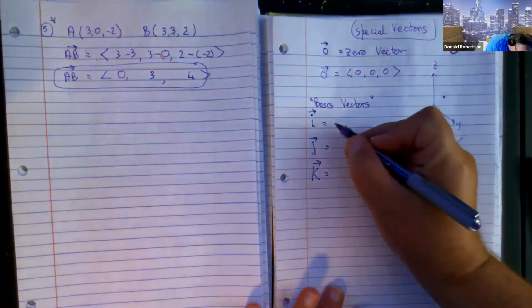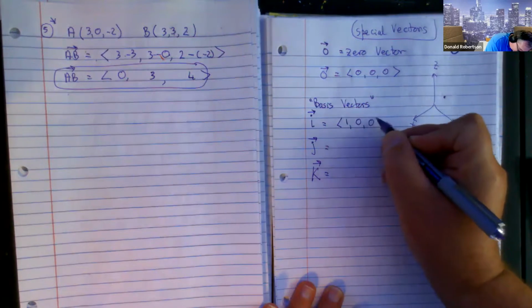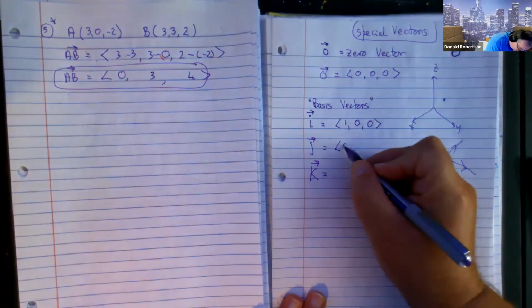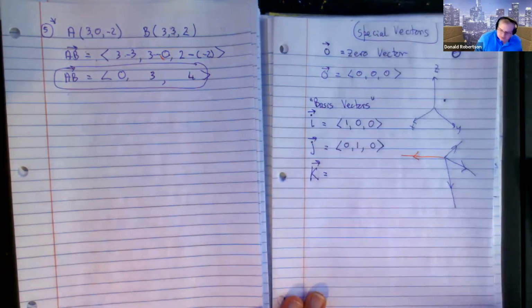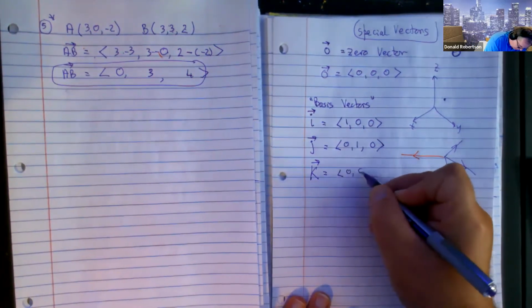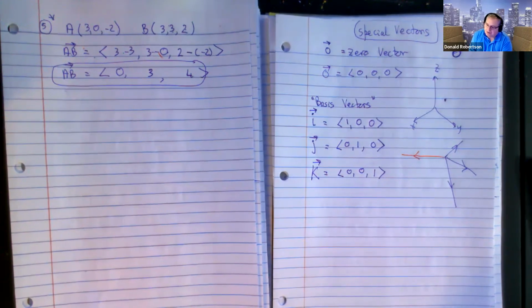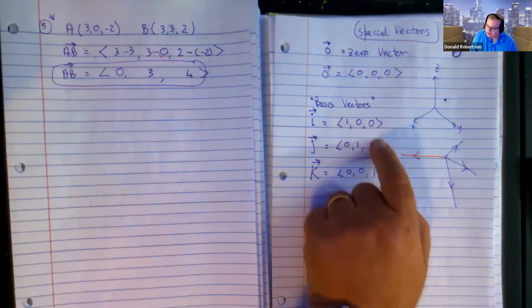So for instance, I is 1 in the X direction and no movement in the other 2. The vector J is 1 unit movement in the Y direction and nothing else. And K is 1 unit in the Z direction and no movement in the other 2. Now, these are the basis vectors, right? They're called I, J, and K.